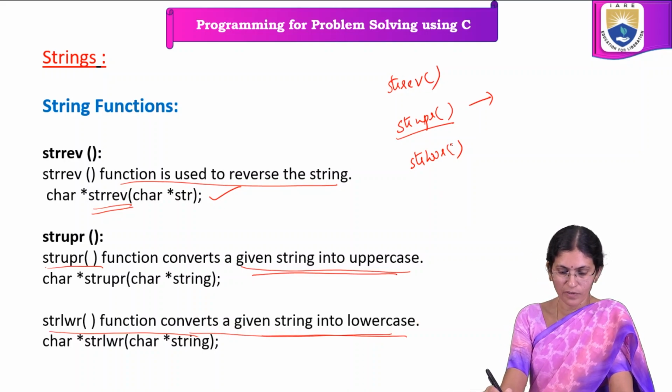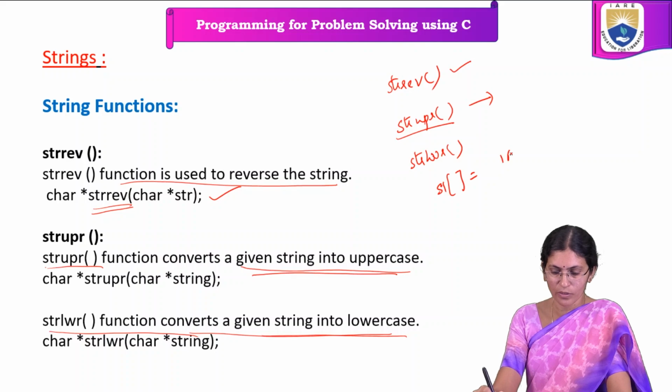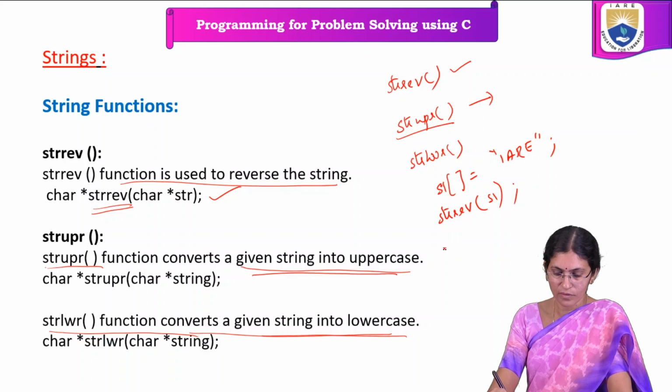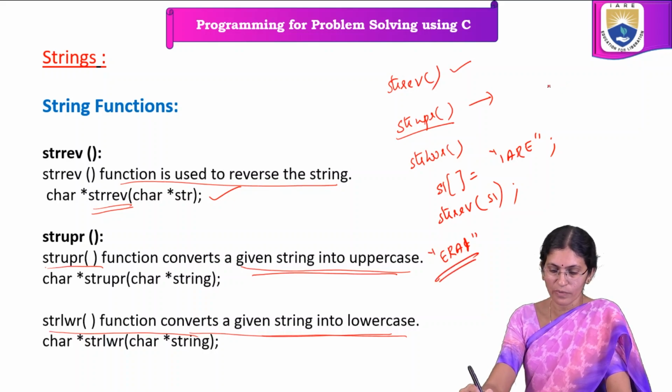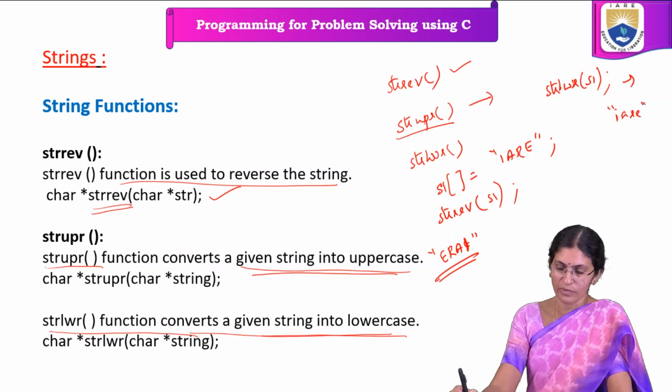So we can make use of these functions to reverse the given string. Suppose we have declared a string s1, so s1 is equal to IARE. In order to reverse the string, this is the syntax, strrev. It takes one argument s1, so it will reverse. So ERAI will be printed. This will be the output. Now if you apply strlwr of s1, it will return small iare. So this will be the output.